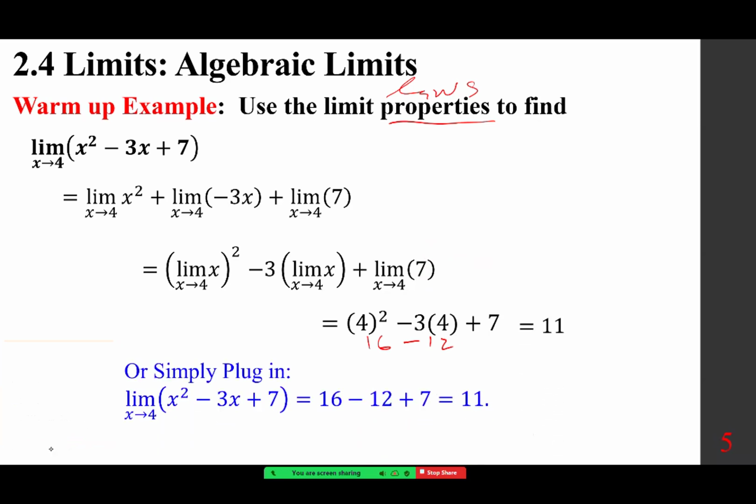We could have simply plugged in. And that's what we mostly do, okay? But we should be familiar with the concept.